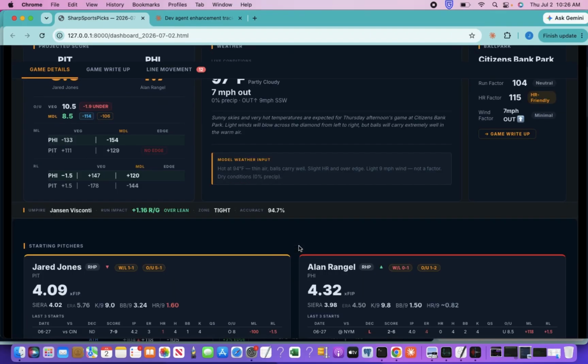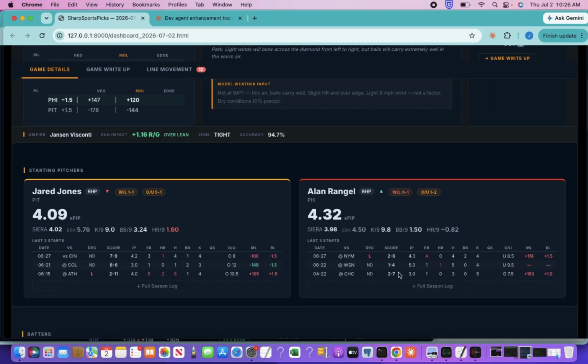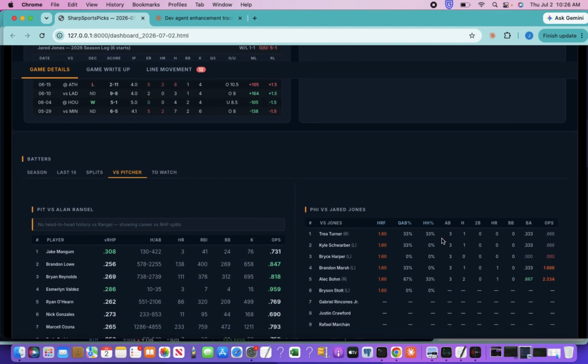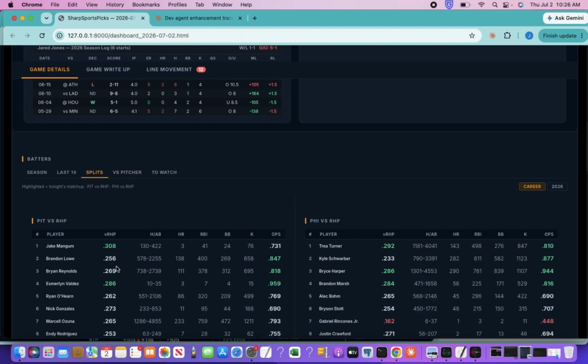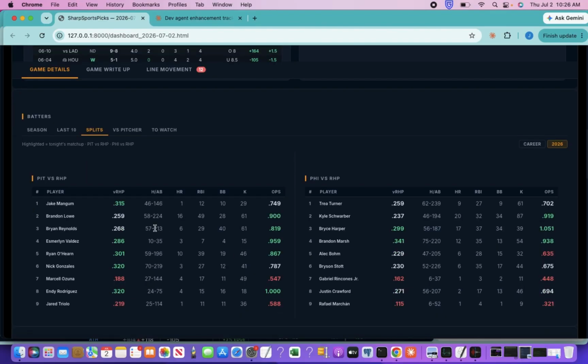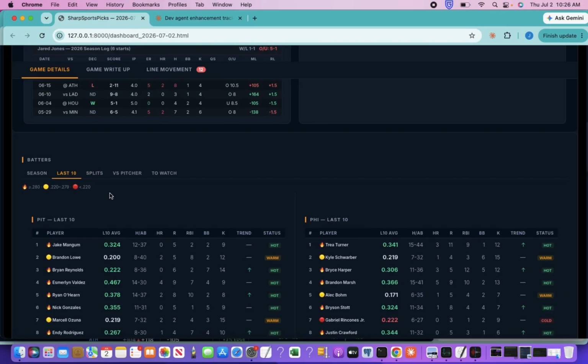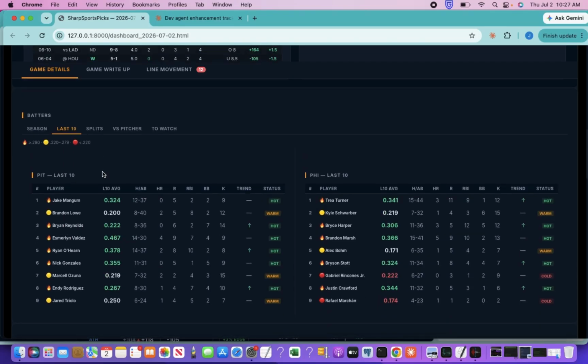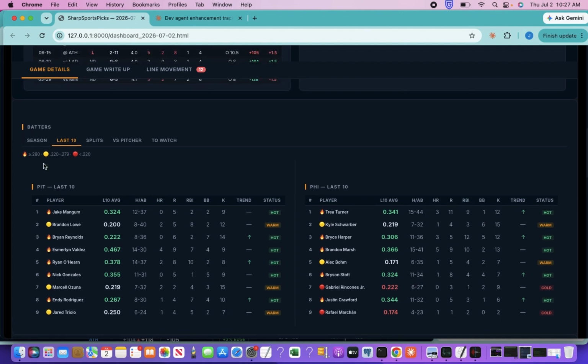You get the projected scores, you get the weather, you get the starting pitchers, you get their full game logs, how they've done versus that pitcher in the past, splits, so it shows how they hit versus righties because they're both right-handed pitchers, career and in 2026. Shows how they've done in their last 10 games. So if you're more into writing trends, like this guy's humming right now. I mean, damn, Pittsburgh's balling right now based on their last 10 games.